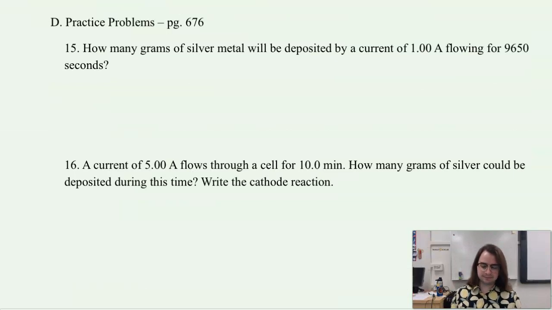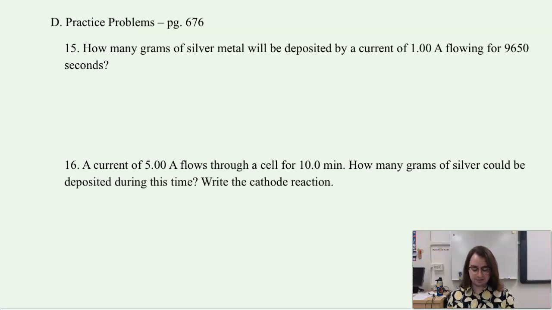Let's look at number 15. Now understand that these are straight from your book. All I did was pull the text straight from your book. If you don't want to write this out into your note packet, you are welcome to refer to your book, page 676. But if you'd like to have the text in your note packet, you might want to pause and write these problems down, and then we will work through them. Okay, so let's look at 15.